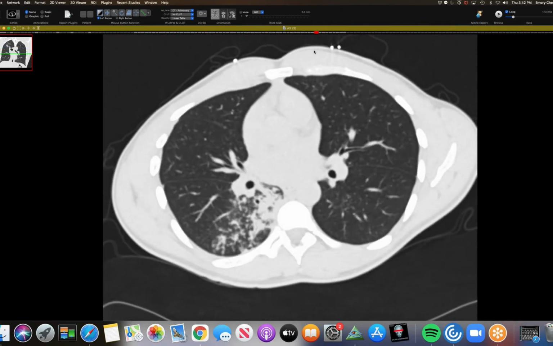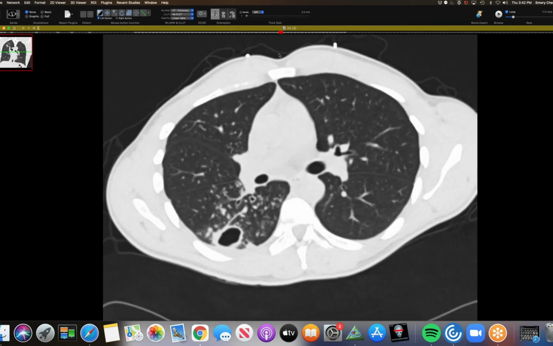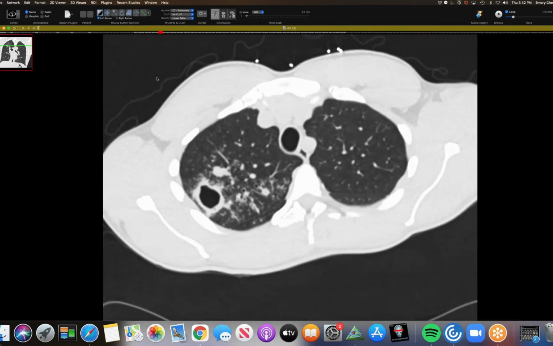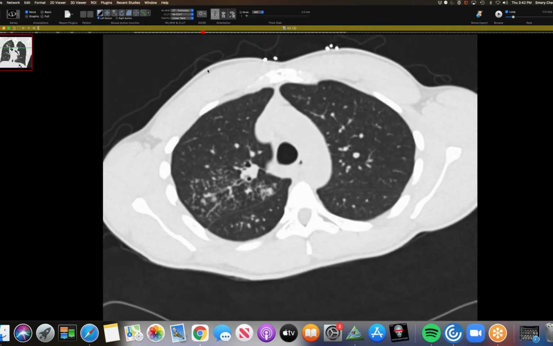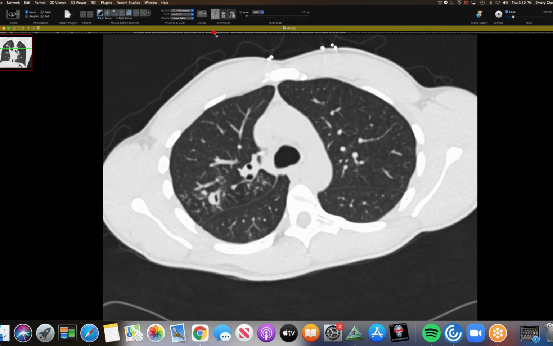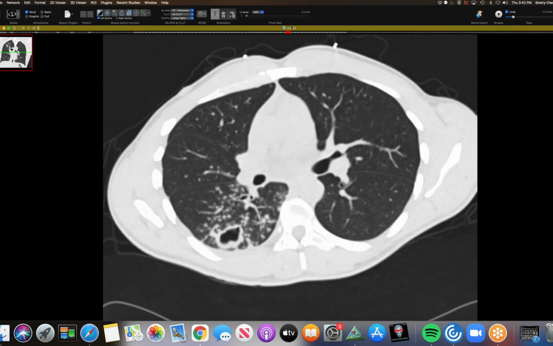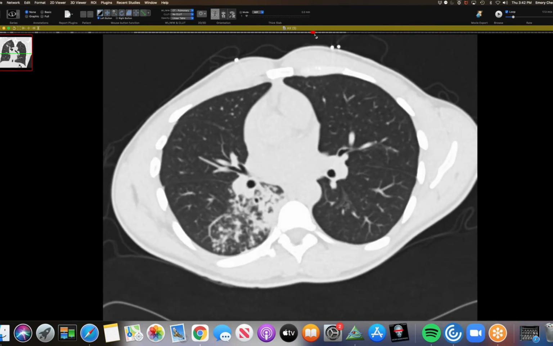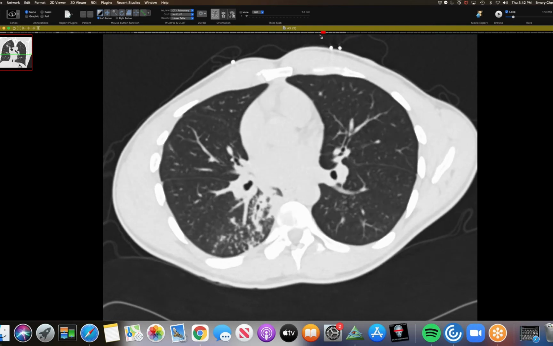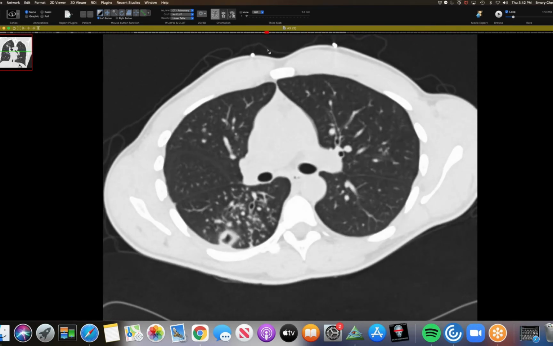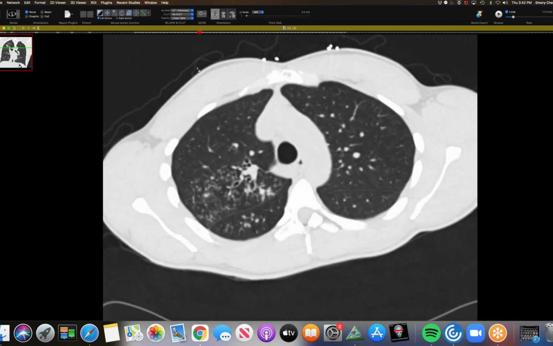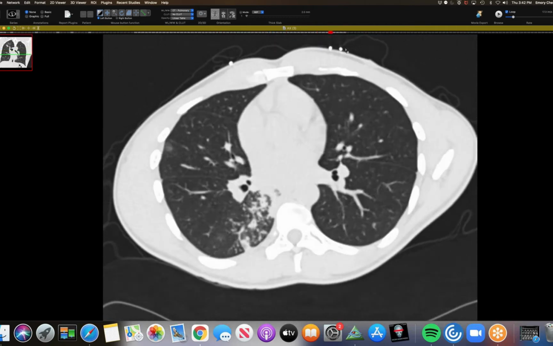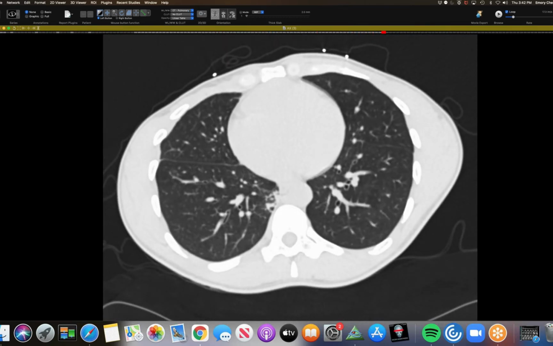Nice. So we have at least two dominant foci of cavitation. Wow. There's a smaller one a little bit more inferiorly right here, and then one in the lower lobe also. And the bronchioles around them are just full. And not much in the way of ground glass or consolidation, it seems like. Yeah, very dramatic.